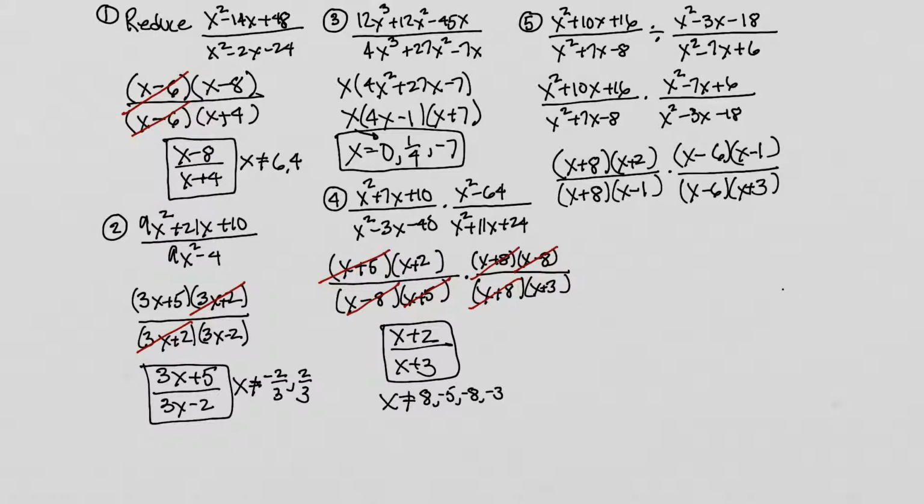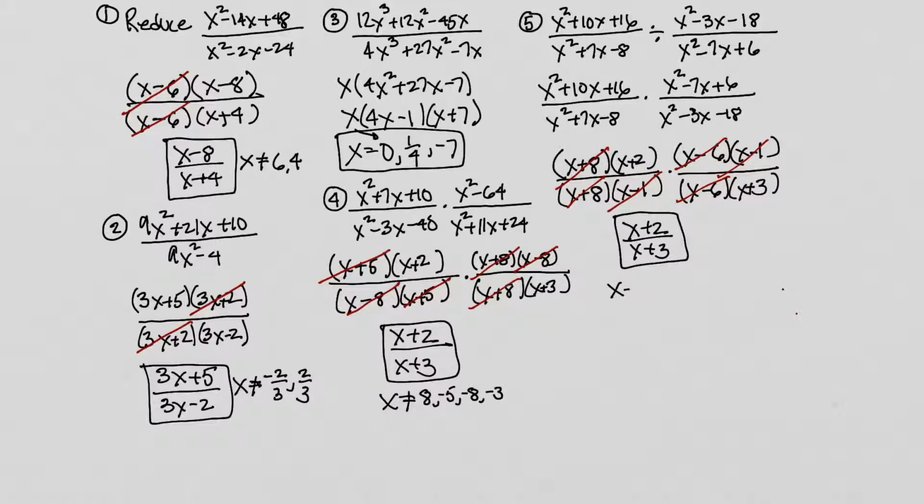And now let's look to see if anything cancels. The x plus 8's cancel. What else here? x minus 6 and x minus 6. This x minus 1 with that x minus 1. So we got a lot of cancellation the way this was written. So we're going to be left with x plus 2 over x plus 3. And that's probably good enough, but I'm going to take it one step further.